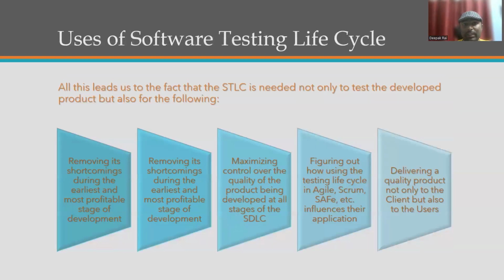Now, what are the uses of software testing lifecycle? Generally, removing shortcomings during the earliest and most profitable stages of development, then maximizing control over the quality of the product being developed at all stages of the SDLC, figuring out how using this testing lifecycle in Agile, Scrum, SAFe, etc. influences their applications, and delivering a quality product not only to the client but also to the users.